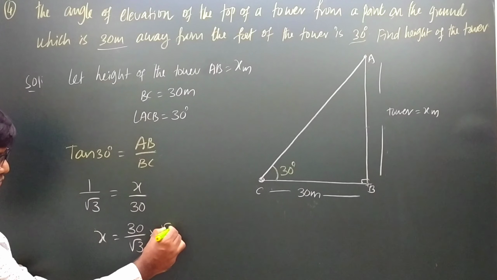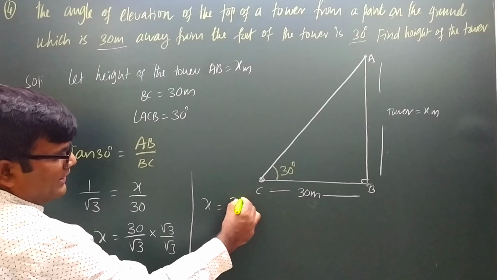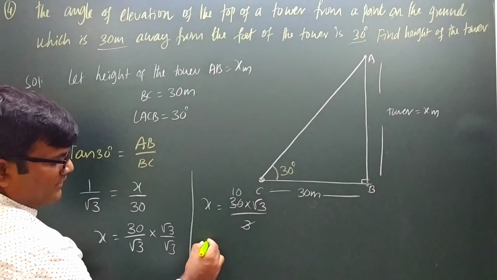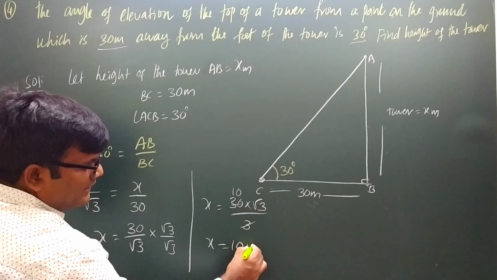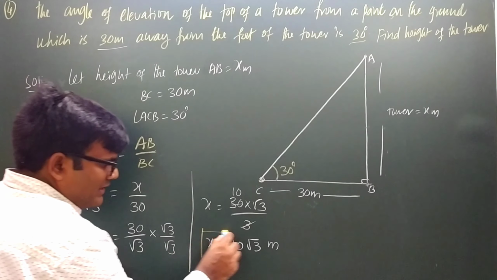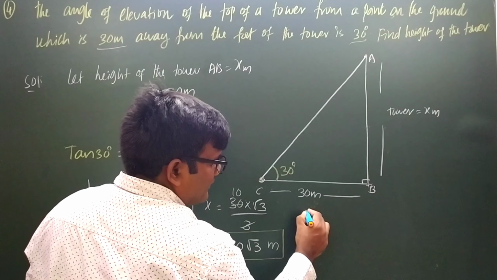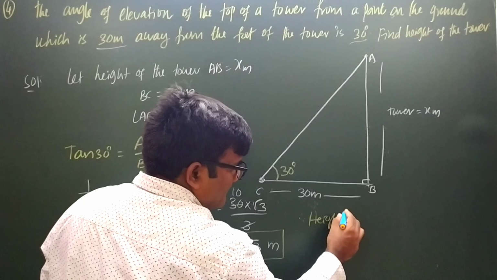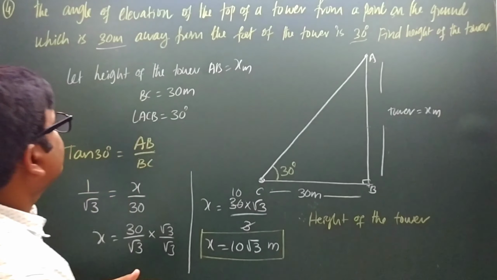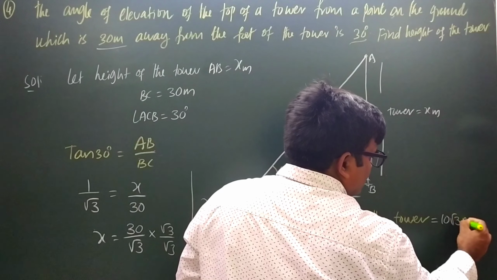Now rationalize by multiplying by root 3 by root 3. x is equal to 30 into root 3 by 3. 3 ones are 3, 3 tens are 30. So x equals 10 root 3 meters. Therefore, the height of the tower is equal to 10 root 3 meters.